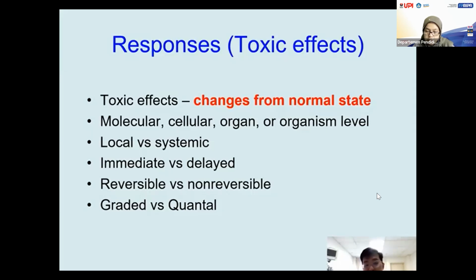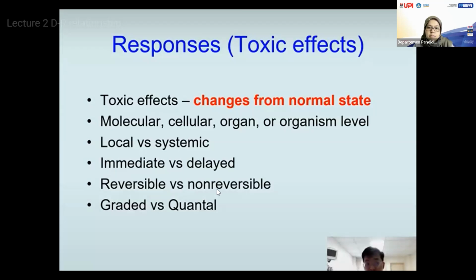Organ level may be organ damage, for example, with mercury we are talking about central nervous system damage. When we talk about cellular, the cell can have a certain effect, like death. At the molecular level, maybe DNA damage. Then we have local versus systemic.